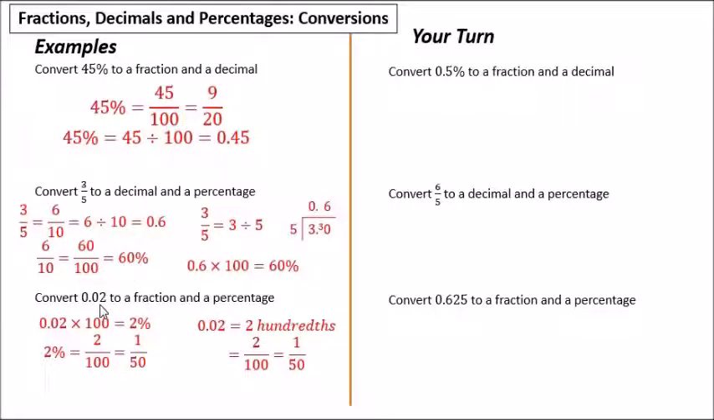To convert 0.02 to a fraction and percentage, well, percentage is the easiest one first. You just have to multiply the decimal by 100 and we get 2%. It's also worth recognising that 0.02, the 2 is in the hundredths column, which means it's 2 hundredths, 2 over 100, which simplifies to 1 over 50. Or we could use the percentage. 2% is 2 over 100, 2 per 100, which is 1/50th when you simplify by dividing the numerator and denominator by 2.